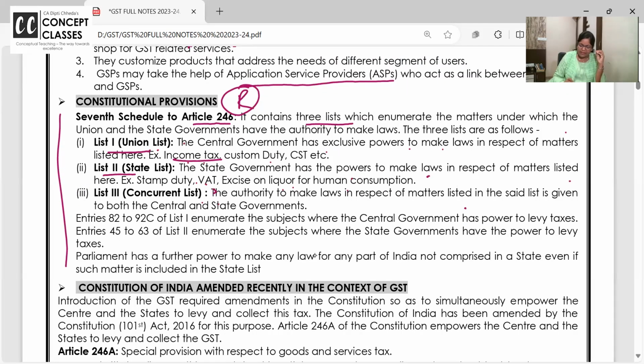List 1, union list. Right? VAT and excise duty is covered in which list? State list. Right? Entry 82 to 92C is there. Central government has power to levy taxes. 45 to 63 in list 2, state government has power.